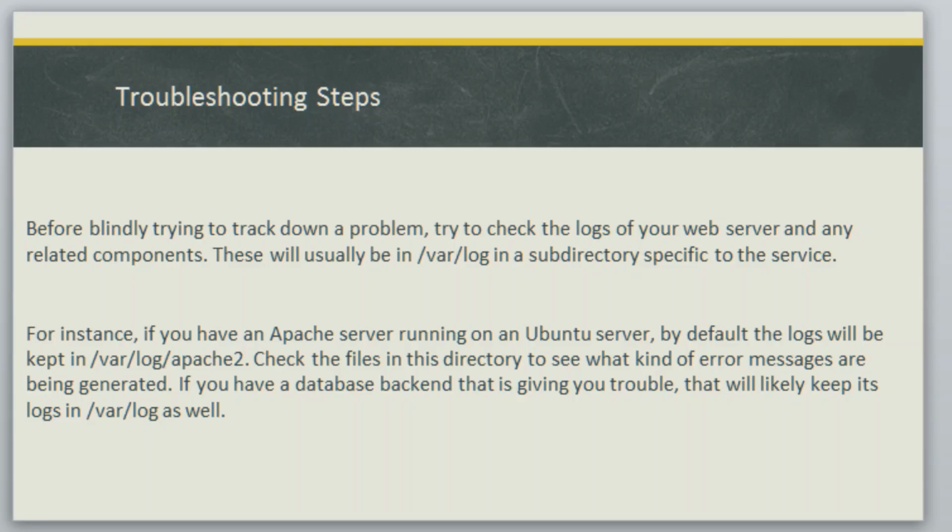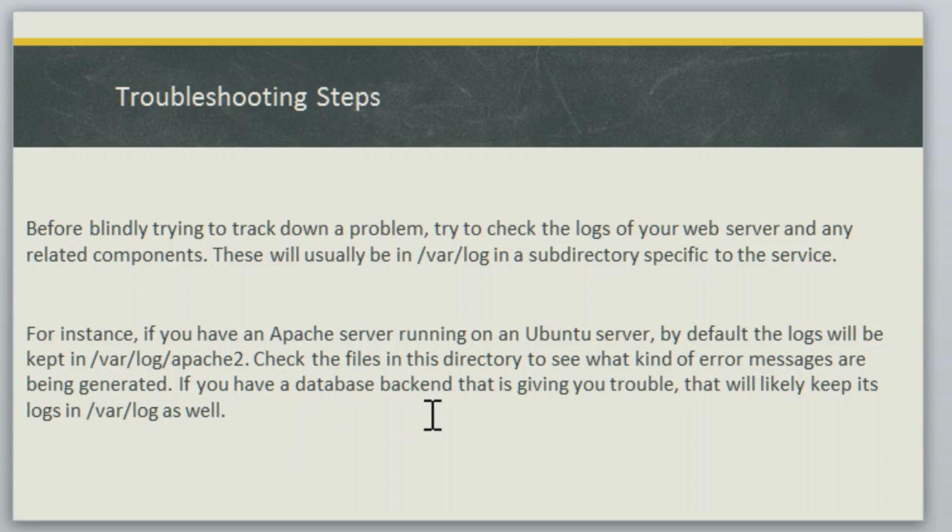Alright, let's go ahead and look at some troubleshooting steps here. So guys, before you blindly start trying to track down a problem, first you're going to want to check some logs of your web server and any related components, okay? These are usually going to be stored in /var/log in a subdirectory specific to the service. So for instance, if you have an Apache server running on an Ubuntu server, by default the logs will be kept in /var/log/apache2. So check the files in this directory to see what kind of error messages are being generated.